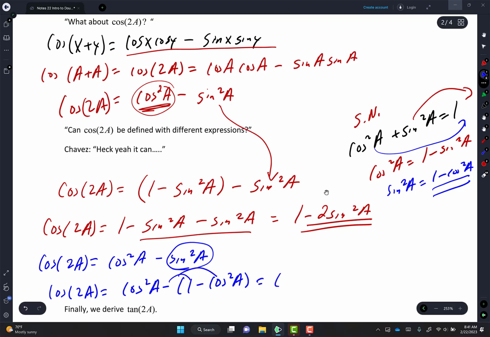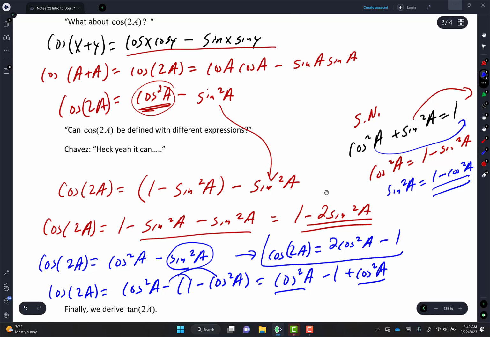So don't worry, guys, we're almost done. Cosine squared A minus 1 plus cosine squared A. So here's what you get. You got 2 of those there. So I can say that cosine 2A is nothing more than 2 cosine squared A minus 1. How do we feel? We just derived 3 formulas, guys. Actually 4. 1, 2, 3, 4. Yeah, we derived 4 formulas. Don't worry, we're going to show you all the formulas right now.